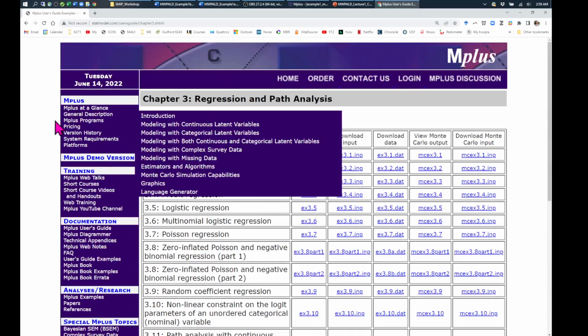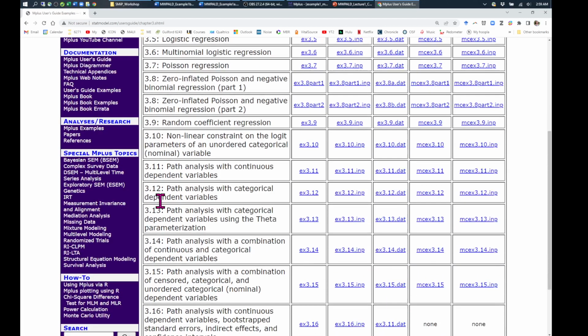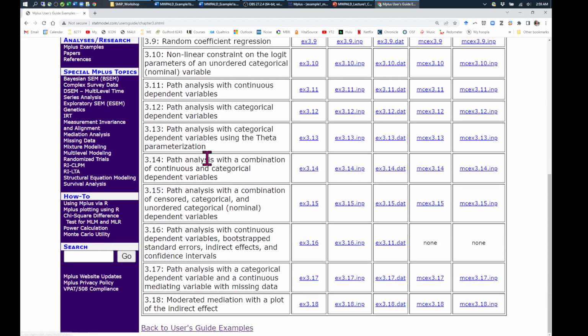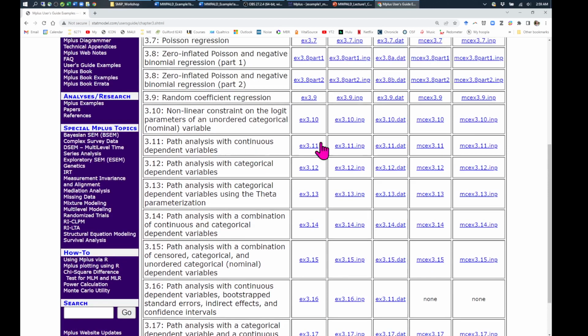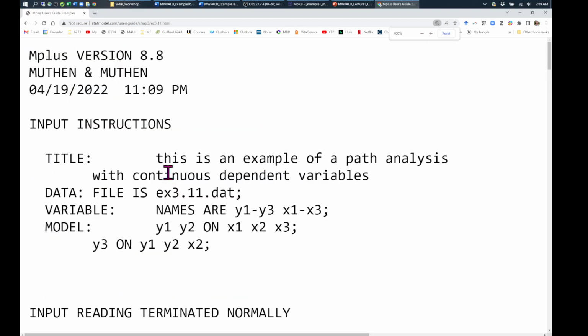So then there's also a bunch of technical appendices, web notes, papers, there's references for things, there's special topics, and then what you were referring to, I'm assuming, is the discussion board where you can post questions and get answers. So there's a lot of resources here for how to do various types of things. But if you were to actually look at the outputs, for instance, title, this is an example of a path analysis with continuous dependent variables.